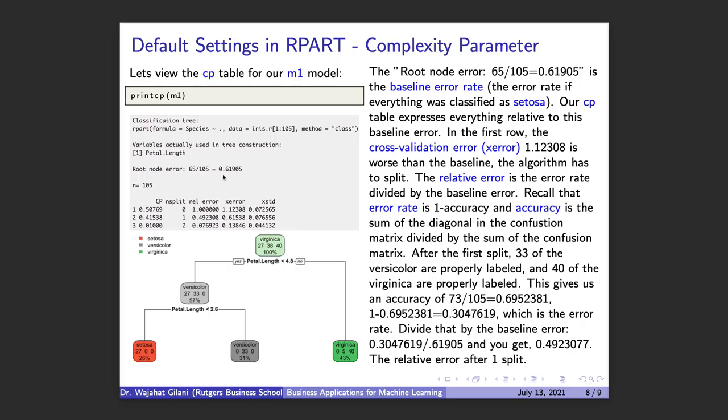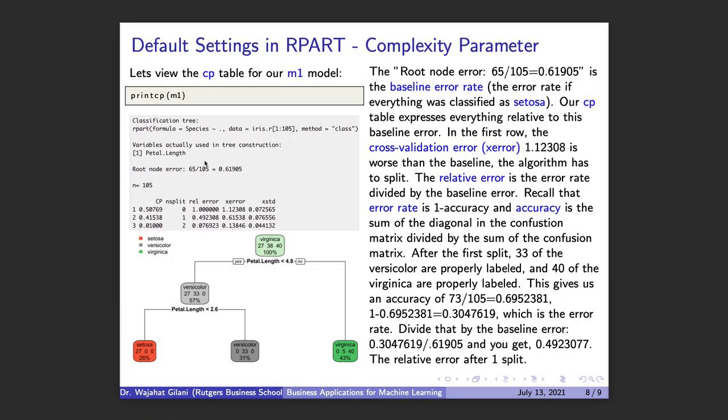I bring this up because typically you want this tree to grow. Whatever split you stop at, you want to stop at a point where your relative error is less than your cross-validation error. Which is the case over here, but still, it should be less than the baseline error, which is the root node error.